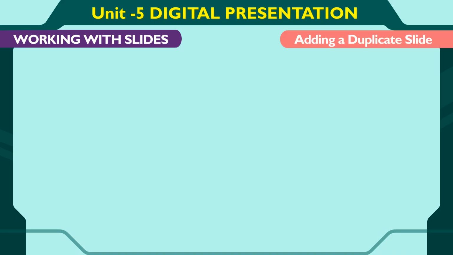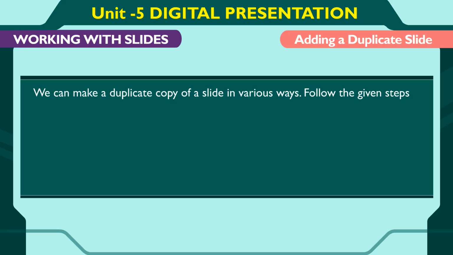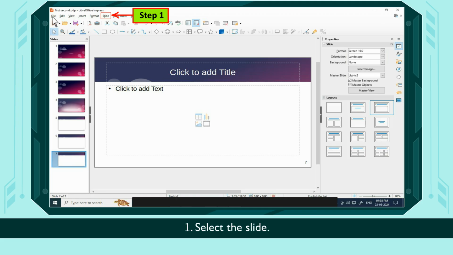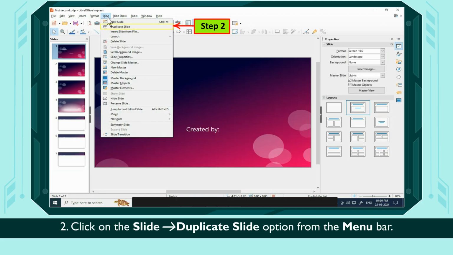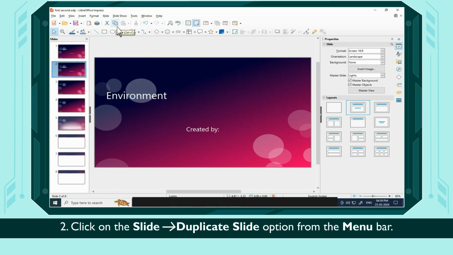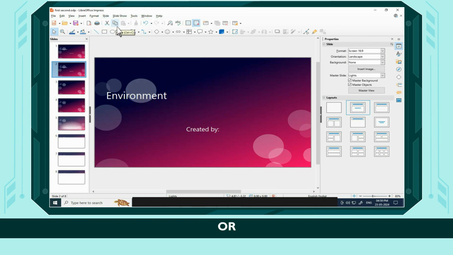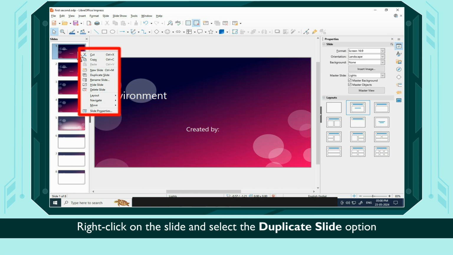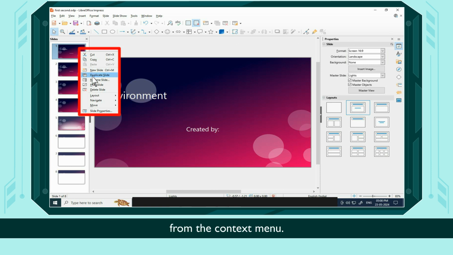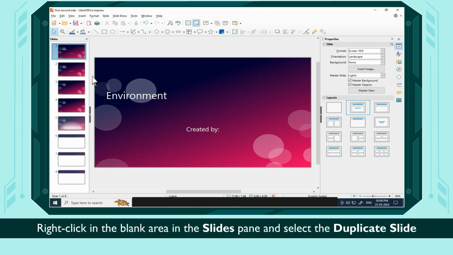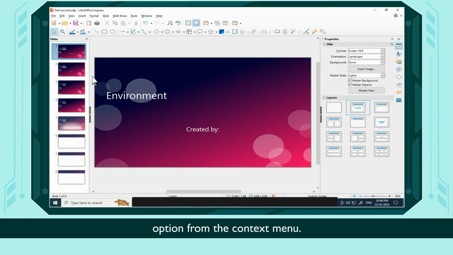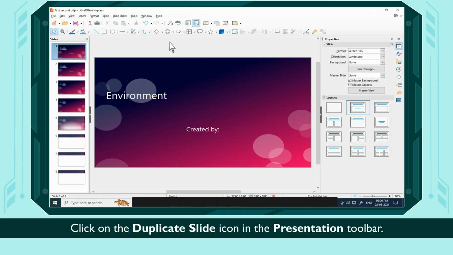Adding a duplicate slide. We can make a duplicate copy of a slide in various ways. Follow the given steps to make a duplicate of a slide. 1. Select the slide. 2. Click on the Slide, then Duplicate Slide option from the menu bar. Or right-click on the slide and select the Duplicate Slide option from the context menu. Or right-click in the blank area in the Slides pane and select the Duplicate Slide option from the context menu. Or click on the Duplicate Slide icon in the presentation toolbar.